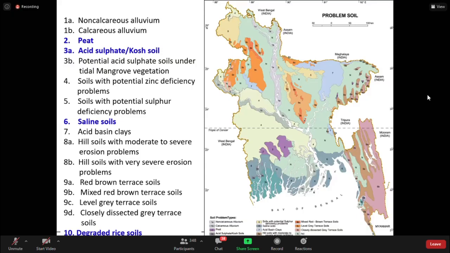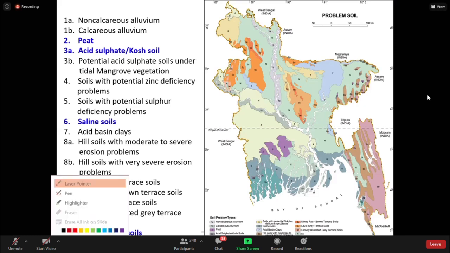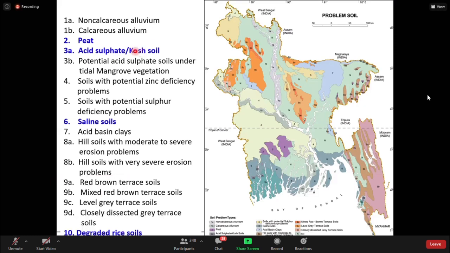Acid sulfate soils are strongly acidic soils. As these are very strongly acidic soils, pH is very low, sometimes 3 or below 3. So these soils are also problem soils. Or potential acid sulfate soil: these are not acid sulfate, but could be converted to acid sulfate under some conditions, like if those soils dry up, then acidity will develop. So that is potential acid sulfate soil. That is also a problem soil.